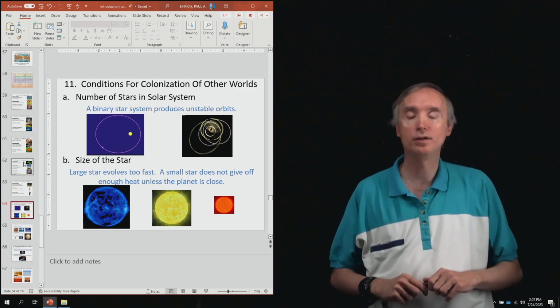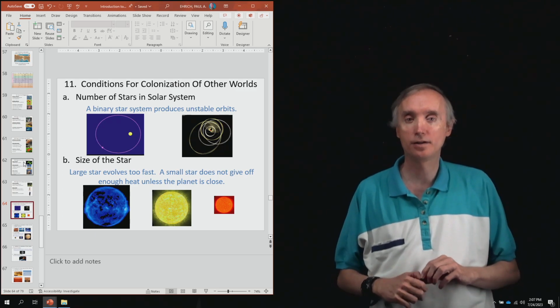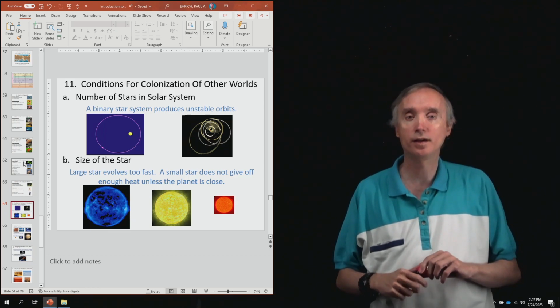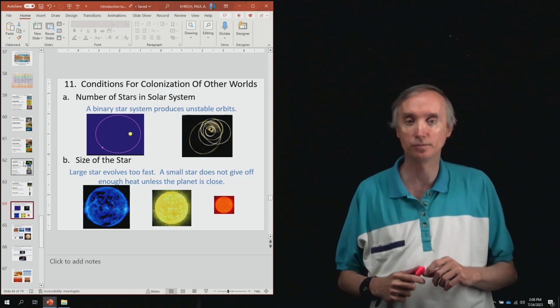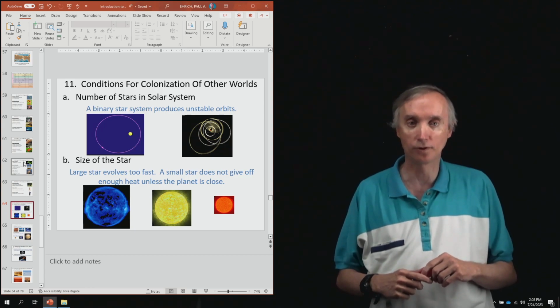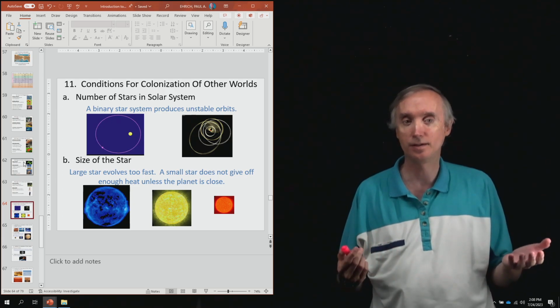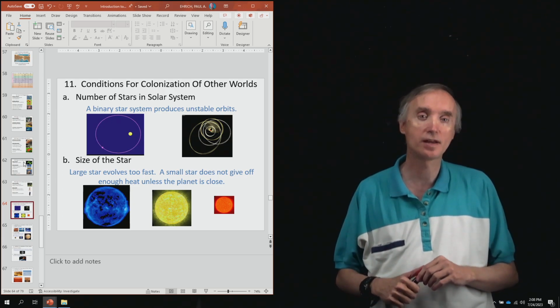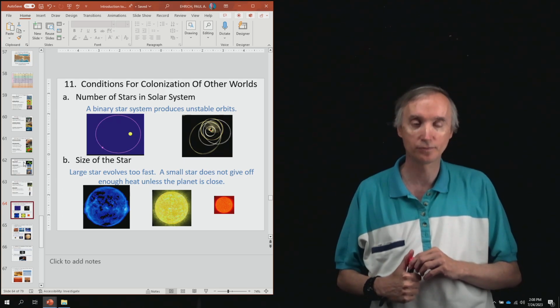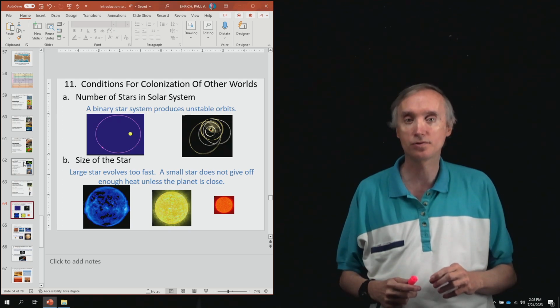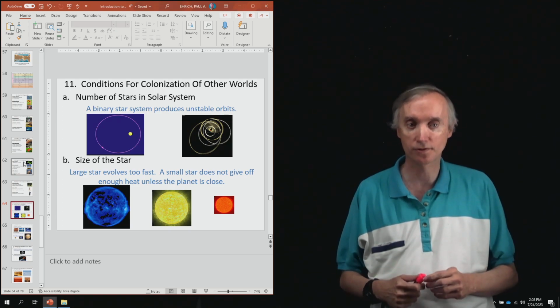Okay, so now that we know something about the biological and geological history of the Earth, the question is what kind of a planet and what kind of a solar system are we going to be looking for so that it has the same kind of life or has the capability of having the same kind of life as the Earth does. So, first criteria is how many stars are going to be in the solar system.